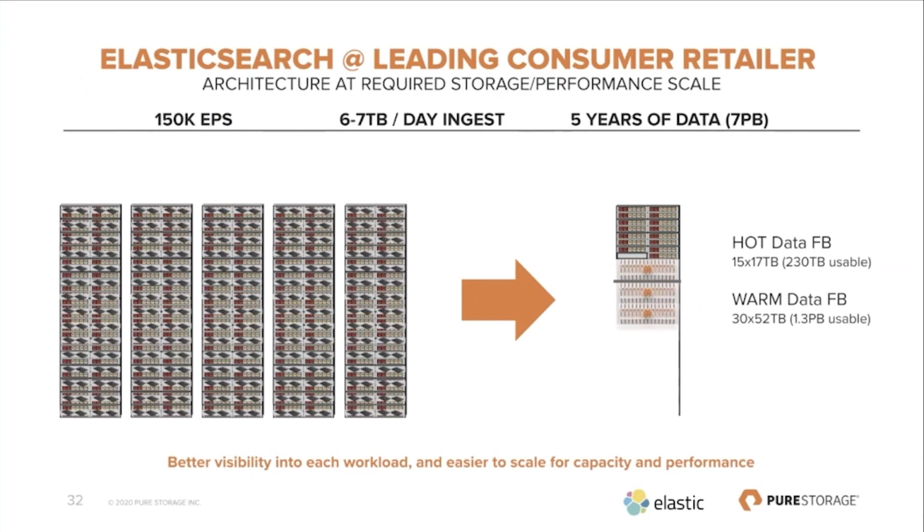In one external use case at a retailer, we solved a huge data growth problem where we replaced 5 racks of storage and compute with less than 1 rack equivalent, with both hot and warm data tiers. The ingest ratio was still awesome. It gave better visibility to each workload and made it easier to scale for capacity and performance.